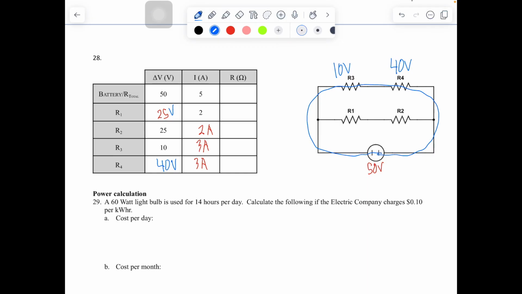V divided by I will give us R. We get 10. Here we get 12 and a half. Here we get 12 and a half again. Here it is 3.3 about. And here, call this about 13.3.